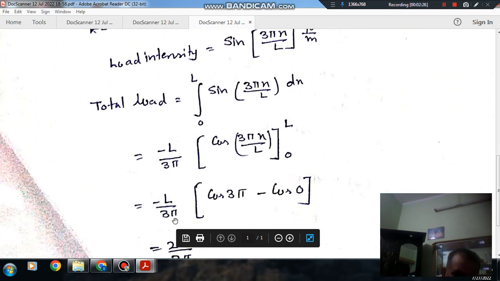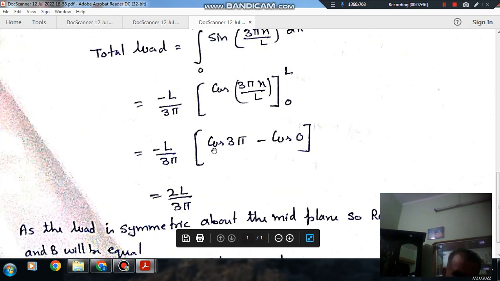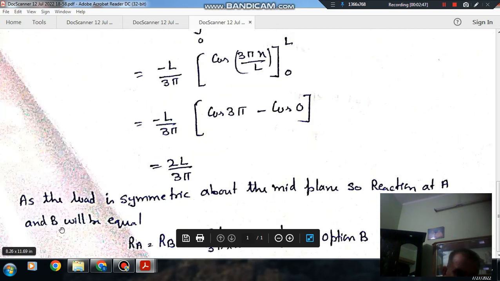So it will be minus L by 3 pi, and if we put x equal to L, then it will be cos 3 pi, and if we put x equal to 0, then it will be cos 0. As cos 0 is 1 and cos 3 pi is minus 1, it will be 2L by 3 pi. So the total load will be 2L by 3 pi.